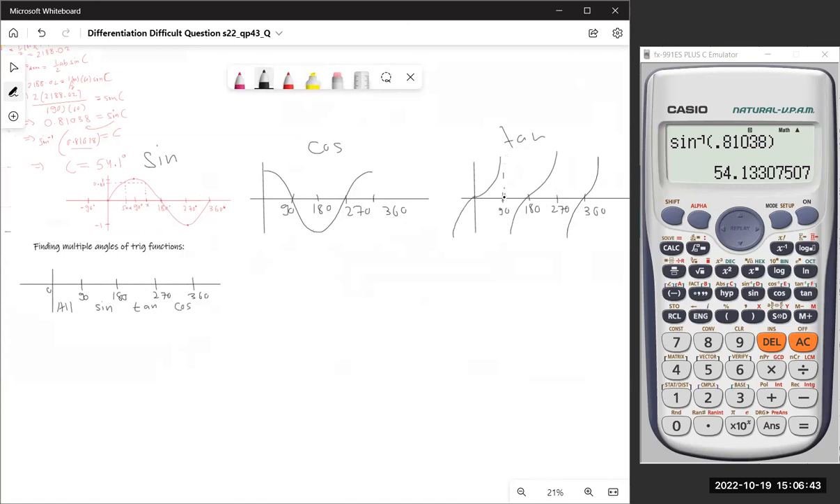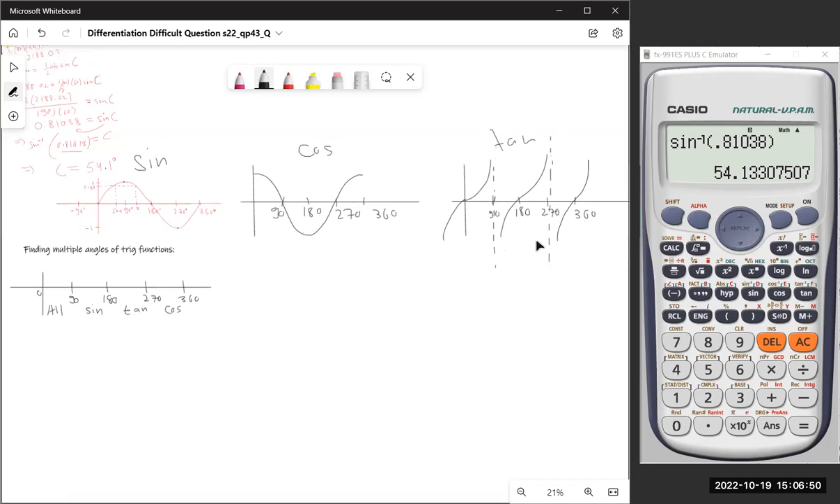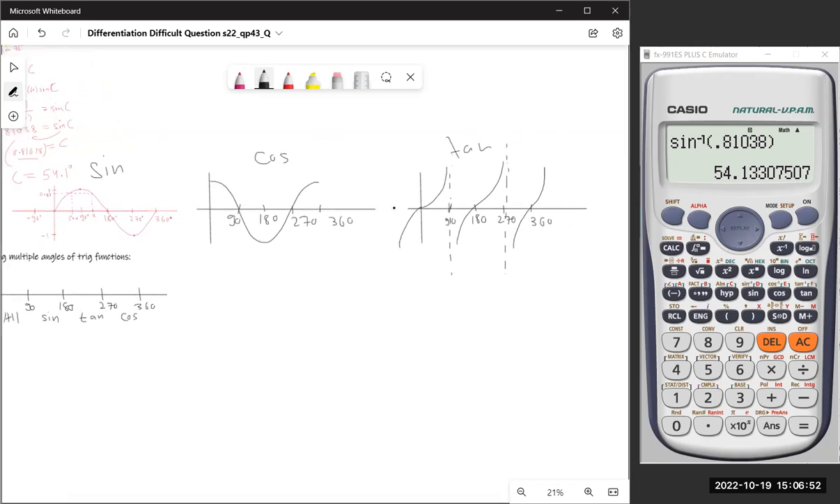Now it never touches 90. It never touches 270. Okay. And it never touches, that we know that already. And backwards it will be in minus 90. Yeah. It never touches any of this.